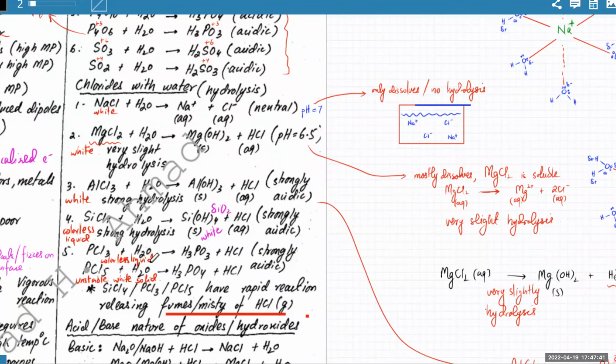Okay, so just remember the term hydrolysis. The first one dissolves. The second one mostly dissolves, with very slight hydrolysis. The third, fourth, and fifth show vigorous hydrolysis. You see fumes of HCl forming in the reaction.